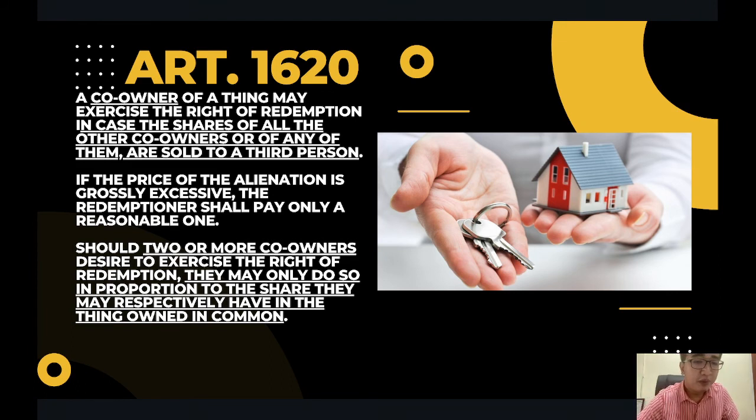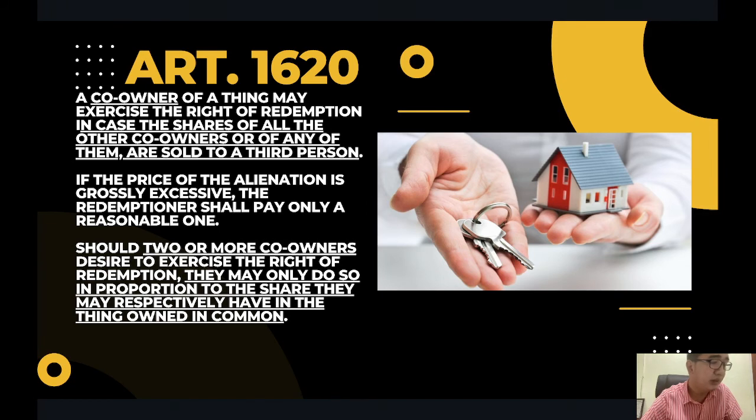If the price of the alienation is grossly excessive, kung mahal yung pinagbenta dun sa share, the redemptioner shall pay only a reasonable one, of course. Even if the price stated in the contract is really excessive, the redemptioner shall only pay a reasonable one. Even the courts can adjust the price. Should two or more co-owners desire to exercise the right of redemption, they may only do so in proportion to the share they may respectively have in the thing owned in common.